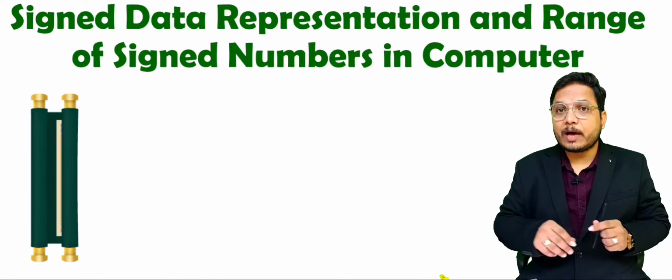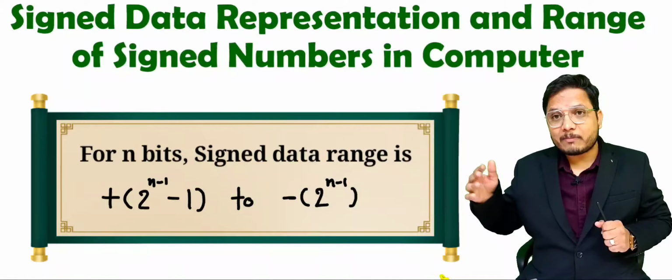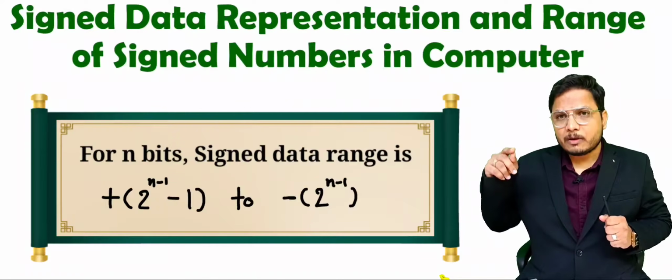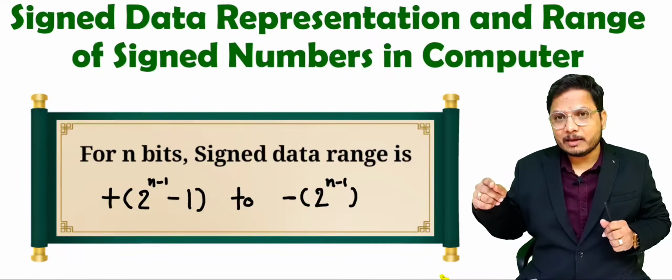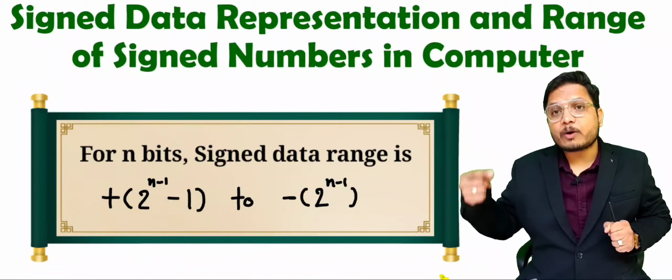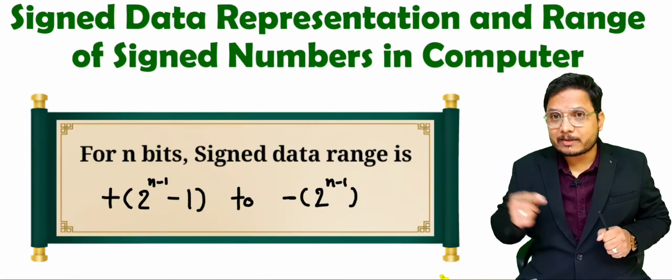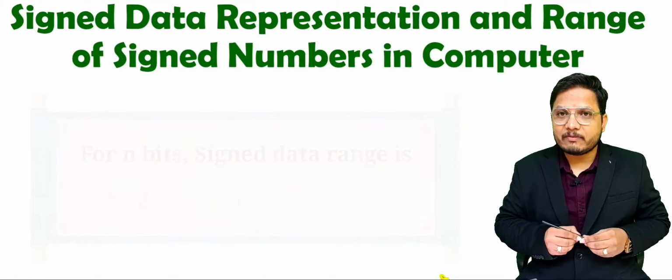For example, if you have n bits, then what will be the range of signed data from negative to positive? The negative data will go down to minus 2 to the power n minus 1, and the positive data will go up to positive 2 to the power n minus 1, minus 1. Let me explain how we can identify the range.